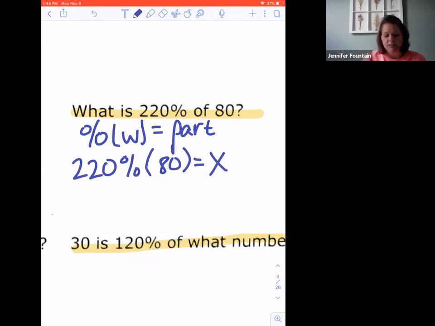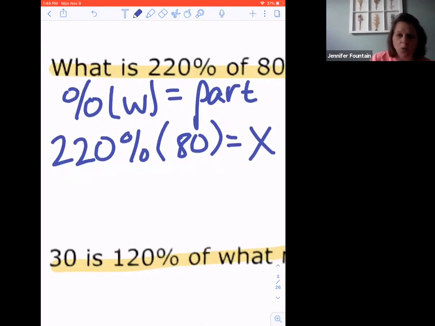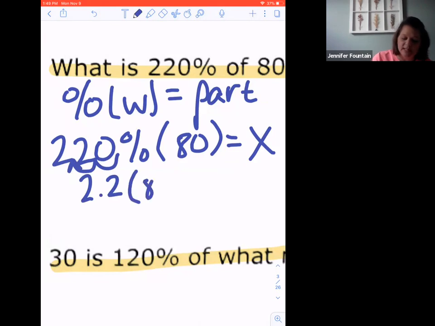All righty. So in this one, you should have had your percent times whole equals part. We know 220% is our percent. We know that 80 is our whole, and we're trying to solve for our part. So with 220%, we need to convert this to a decimal first. Remember, we move our decimal 2 places to the left after we've dropped our percent sign. So that is going to be 2.2. Move it 2 places to the left. So 2.2 times 80 equals X.